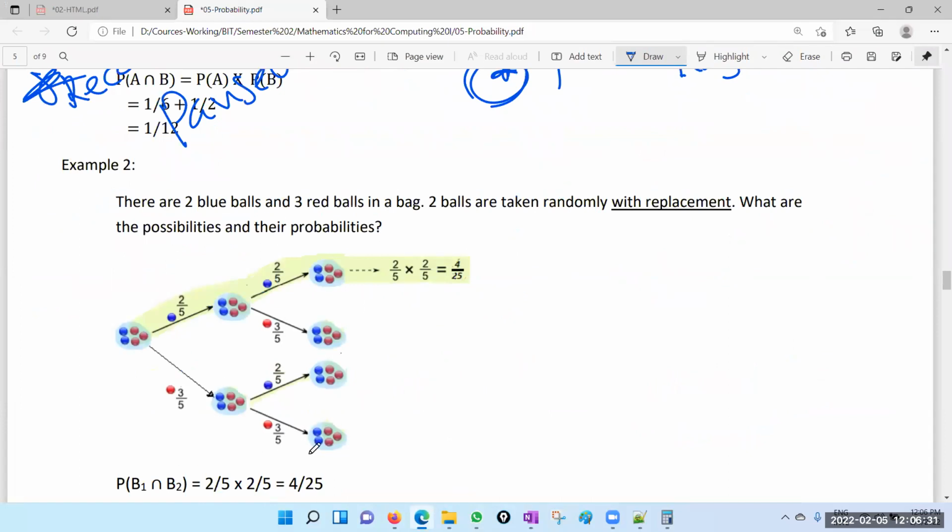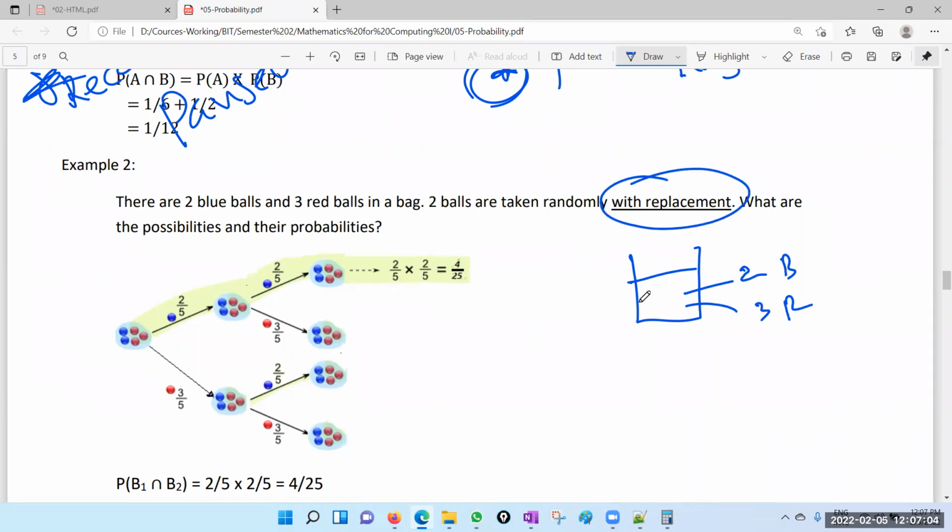So assume that I have, now this is a very famous question, 5 balls. Out of that, say 2 blue balls and 3 red balls. Now, say we are taking 2 times. First we take it and again we put it back. If you put it back, it is independent. If you don't put it back, it is not independent. Those are dependent. So assume that we put it back, with replacement.